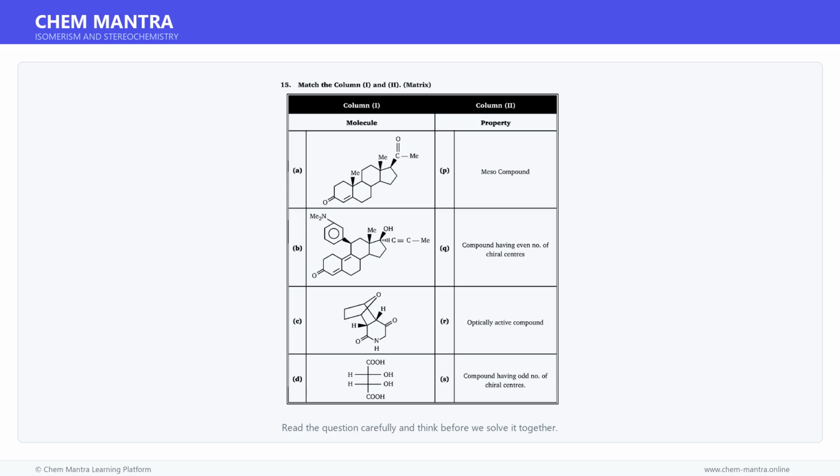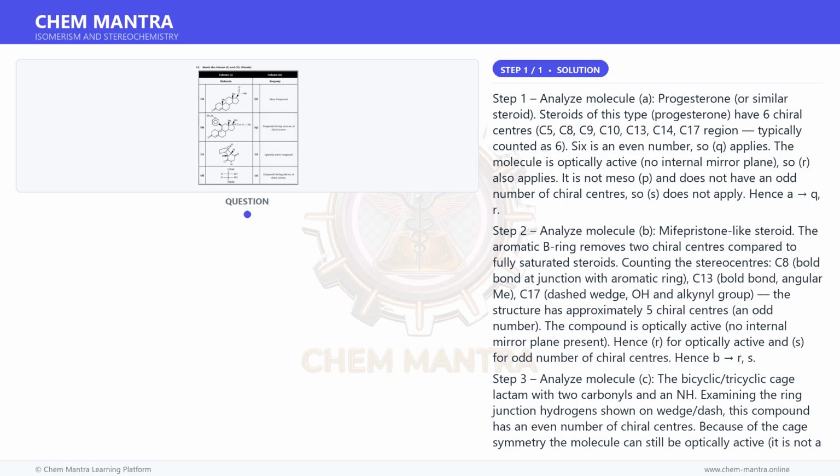Here is a question. Read it carefully and think about the answer. Let us solve it step by step. Let us begin solving this step by step. Step 1. Analyze molecule A.